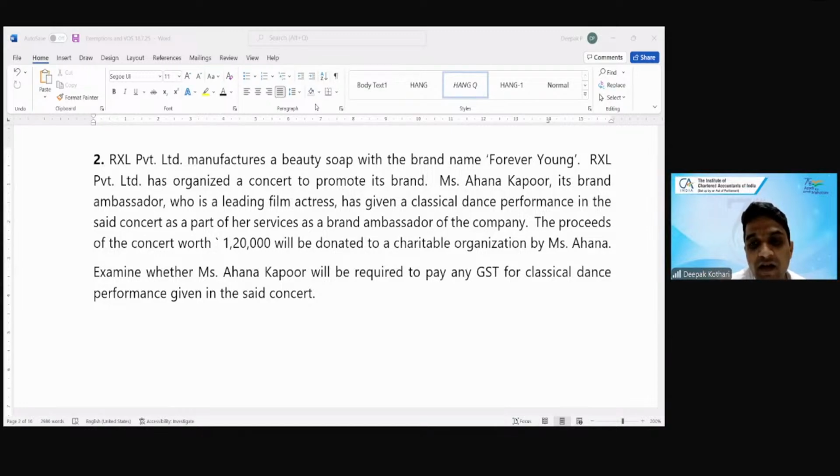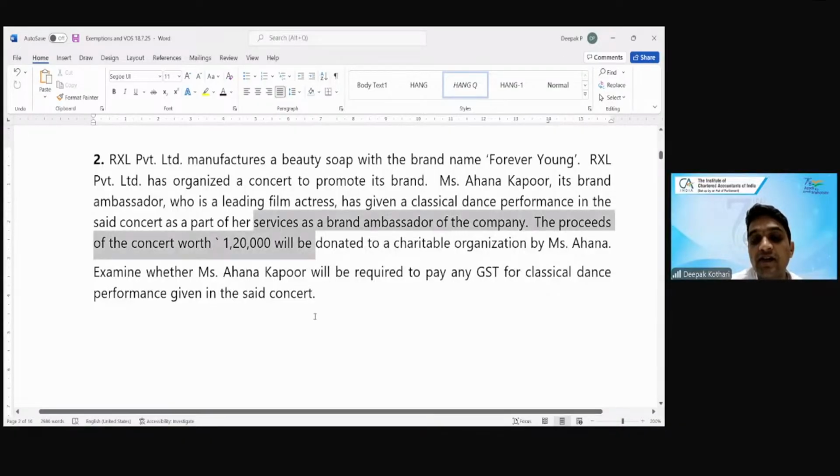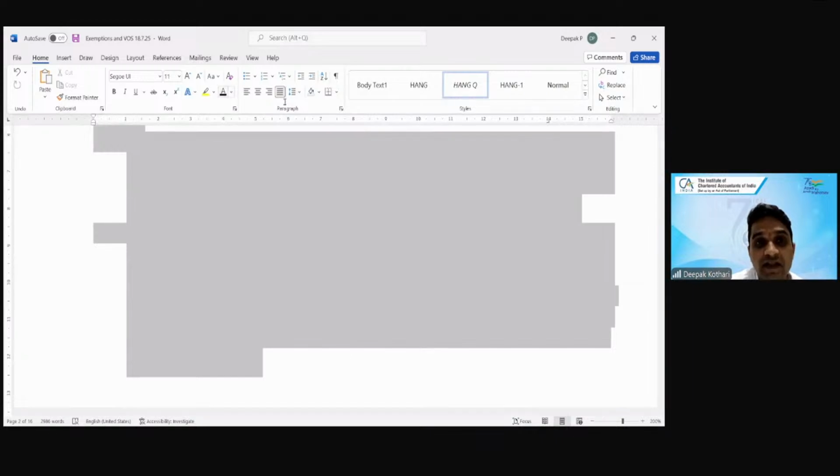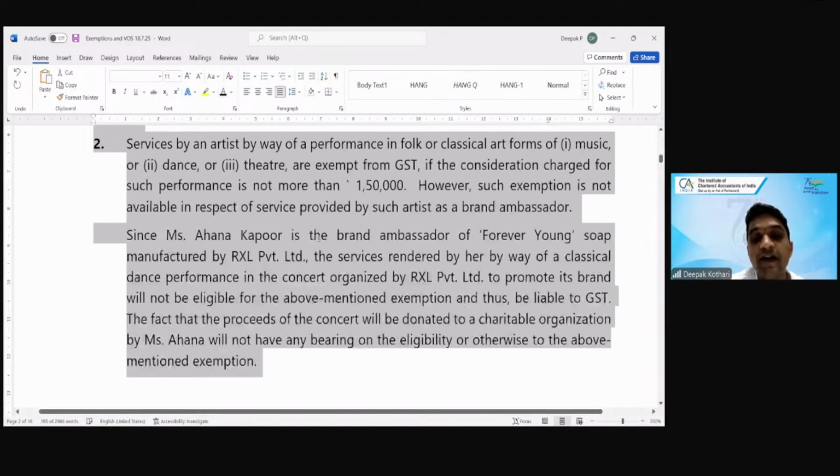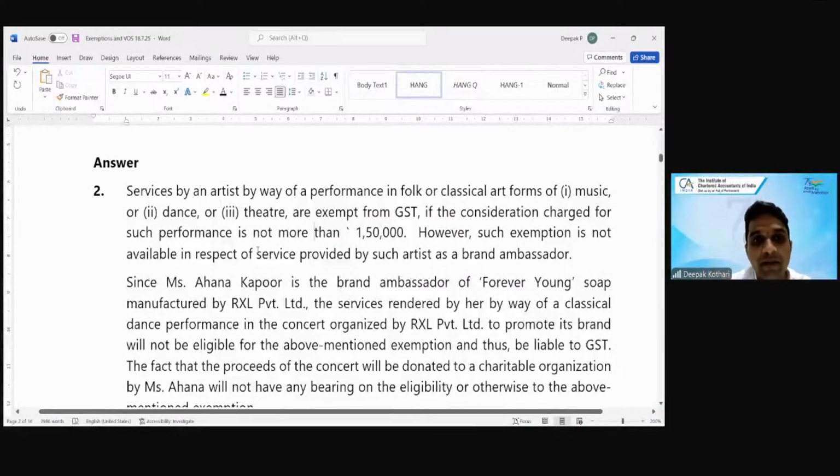MA is again giving a reference to the notification number and is saying, okay, let's reveal the answer now, that services by an artist by way of performance of a folk or classical art form are exempted, provided the consideration charged is not more than 1,50,000 rupees and the artist is not performing as a brand ambassador. So it should not be performed as a brand ambassador.